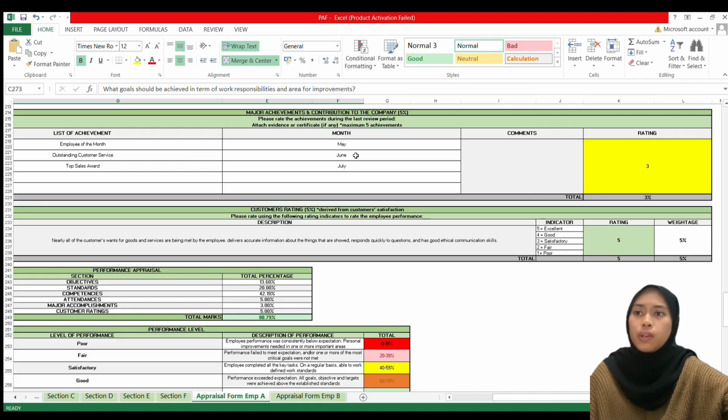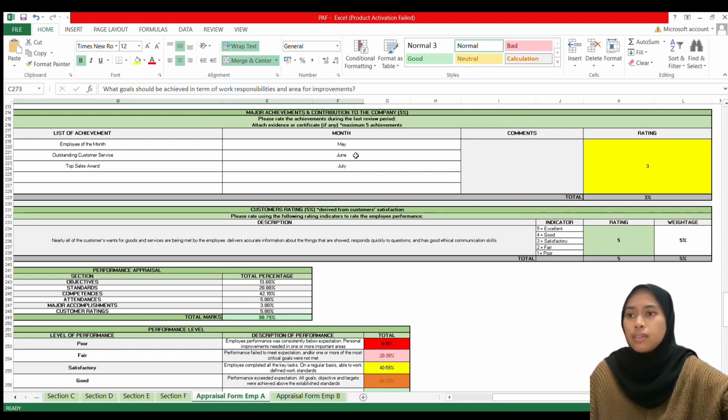They also need to rate the achievement during the last review period in the appraisal form. So for employee A, there are three achievements listed: Employee of the Month in May, Outstanding Customer Service in June, and Top Sales Award in July. So the rating will be 3%.